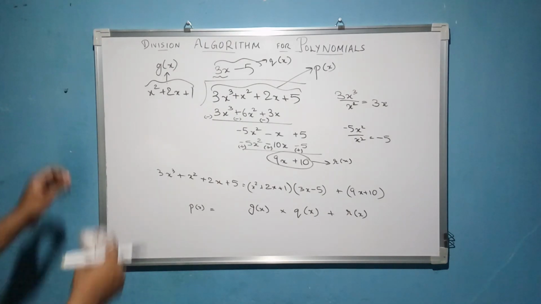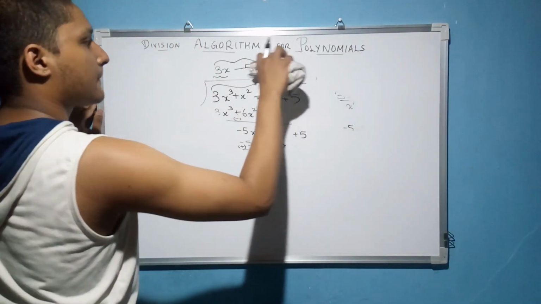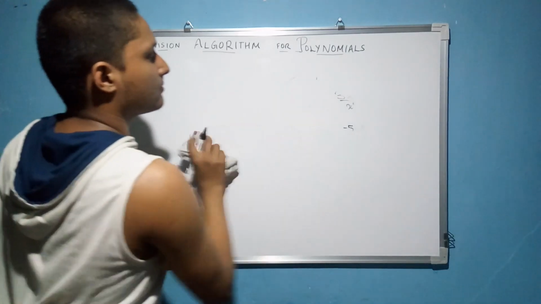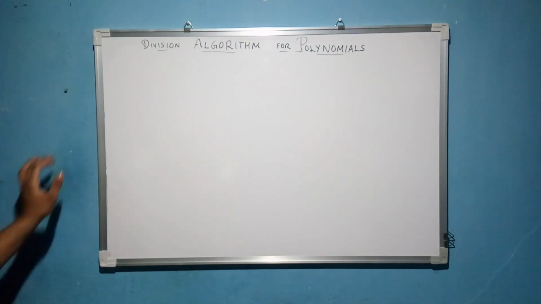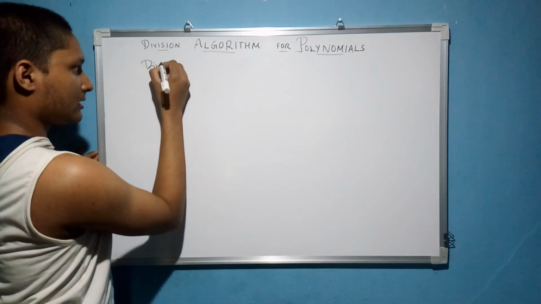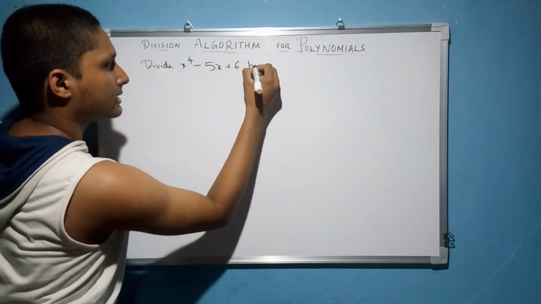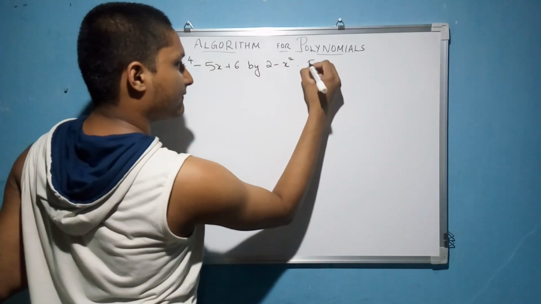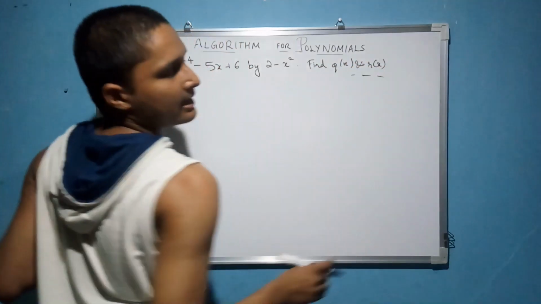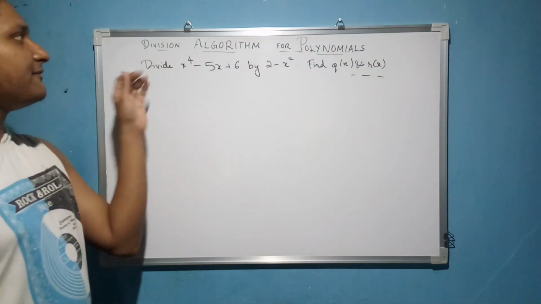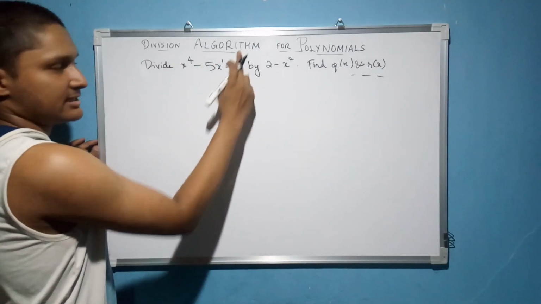The next question here is, you are asked to divide one polynomial by the other. For that, let me take some ordinary example. The example is: divide x raised to 4 minus 5x plus 6 by 2 minus x square. Find q of x and r of x in such a case. If I need to divide, I need to use the long division method. I can find that this is 4 and this is 1 and this is x raised to 0.